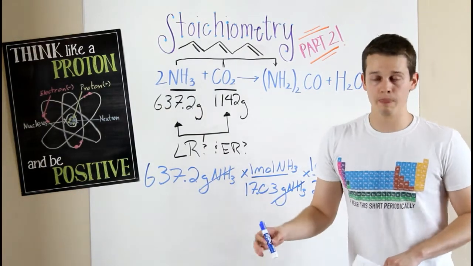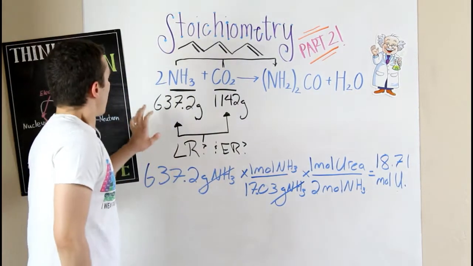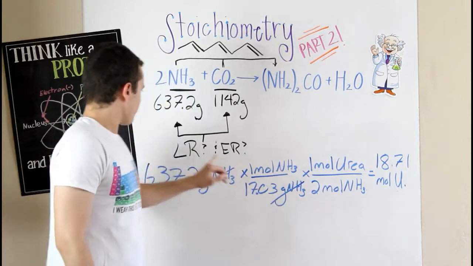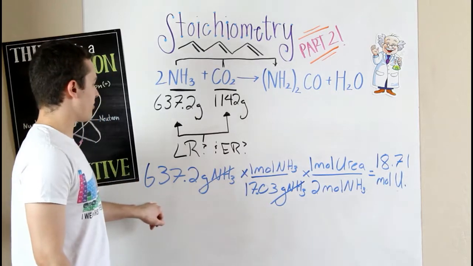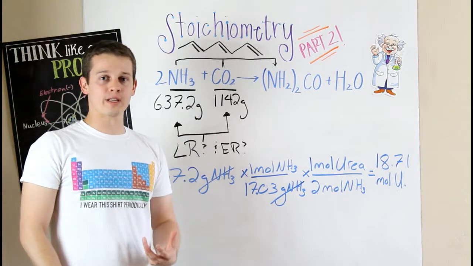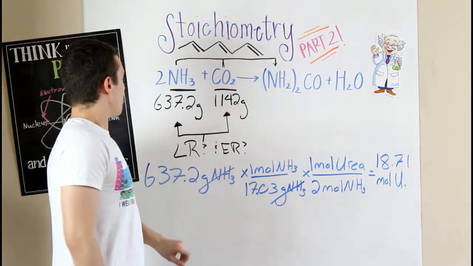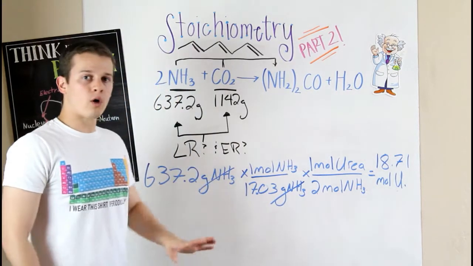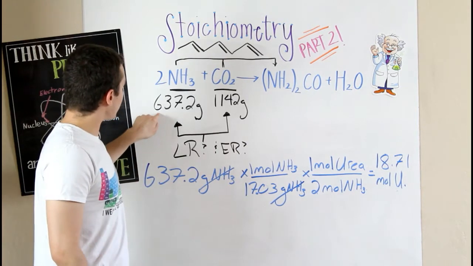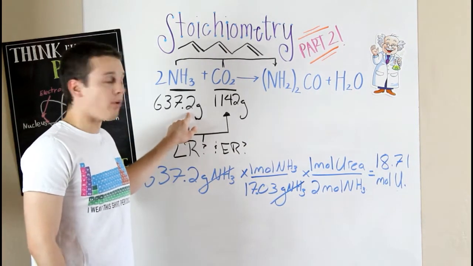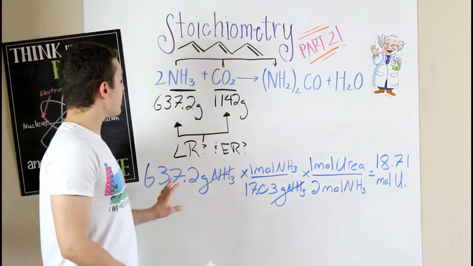637.2 grams of ammonia. Now, what I want you to think about here is that in this equation I am starting with a limited supply of ammonia, and I'm pretending that I have an infinite supply of carbon dioxide. Now I know I put this 1142 right here, but for this top equation, we're going to just ignore this number for right now. We're going to pretend that I only have 637.2 grams of ammonia to work with, and the entire universe's supply of CO2.